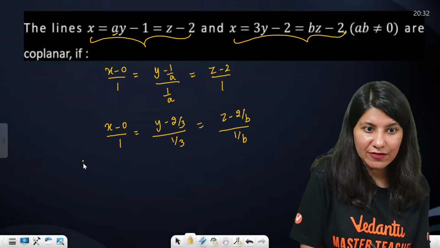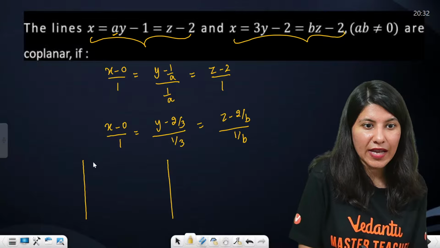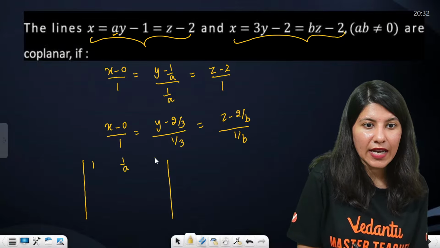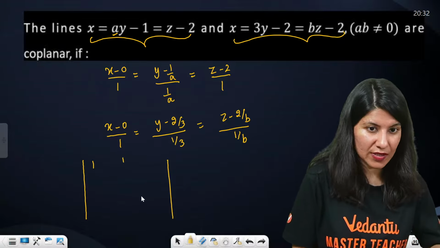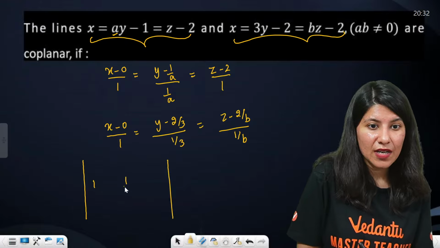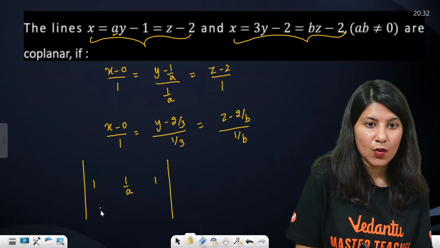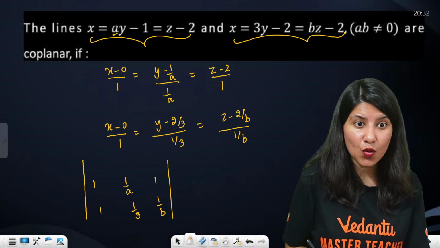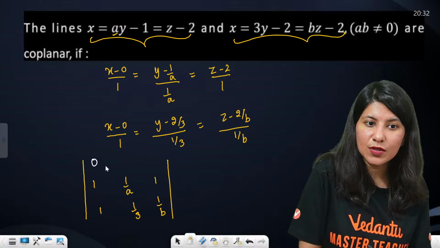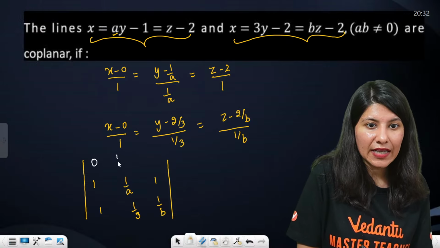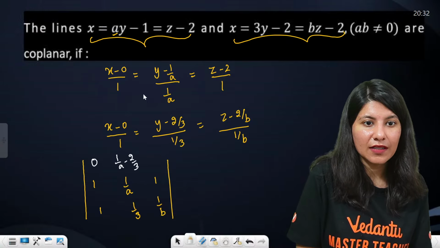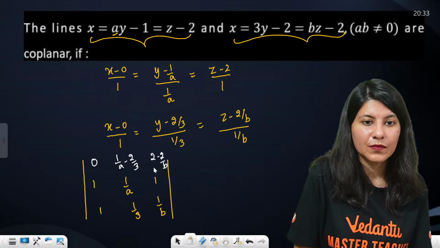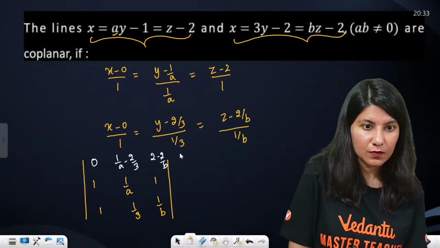Now if you apply the shortest distance formula, you will have 1 upon a and 1. Oops, this is in row number 2, sorry. 1 by a, 1 by 3 and 1 by b. The first row will be having 0 minus 0, 0, 1 by a minus 2 by 3 and 2 minus 2 by b. Okay, now expand it. Okay, cool.